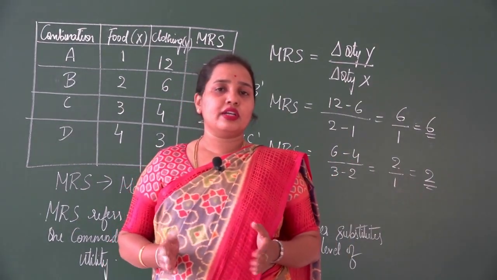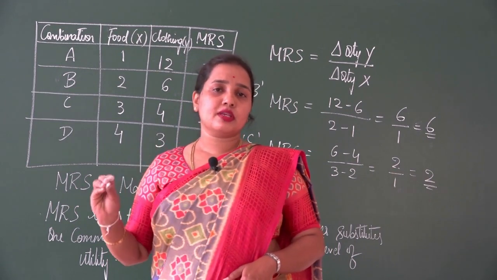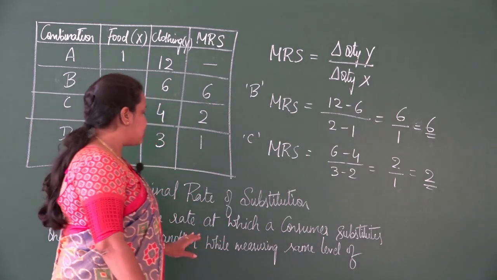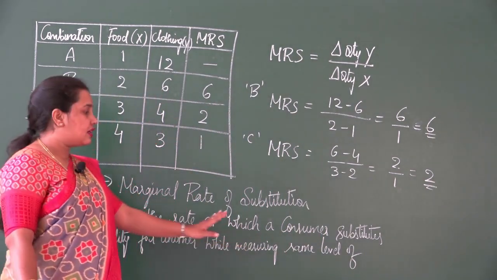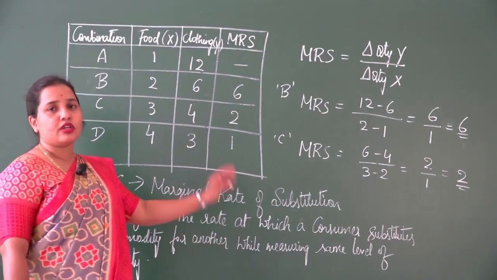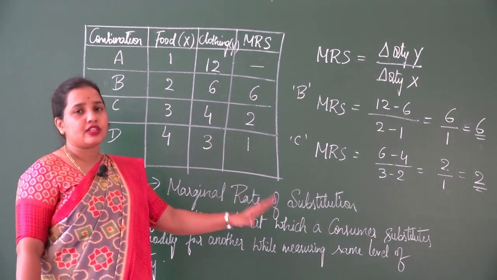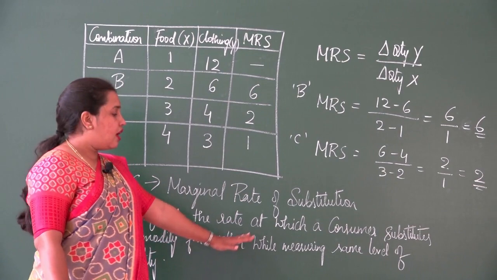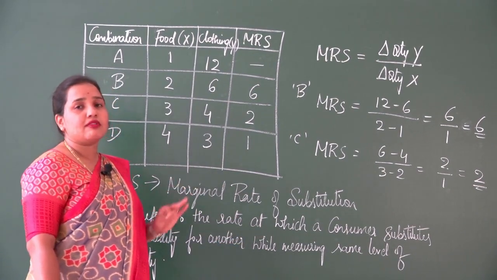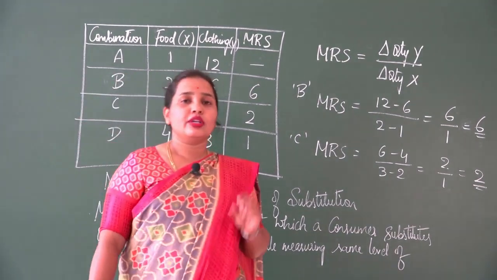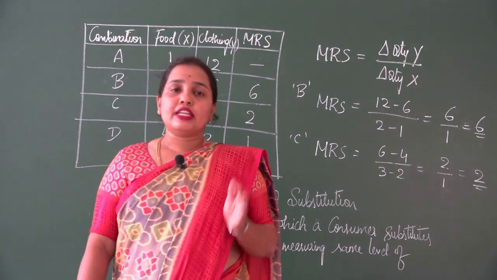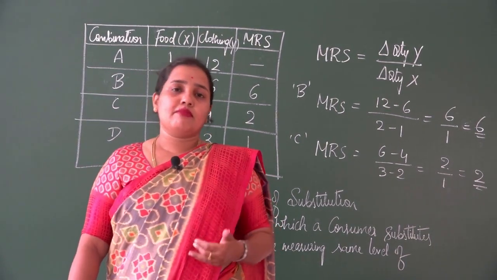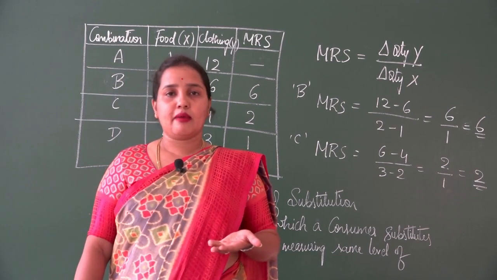Expand MRS, student. Marginal rate of substitution. What is the meaning of MRS? MRS refers to the rate at which a consumer substitutes, or you can also say sacrifices or forgoes, one commodity for another while maintaining the same level of utility. Today we have understood indifference curve in detail, and we have also got to know what MRS is and how to calculate MRS.